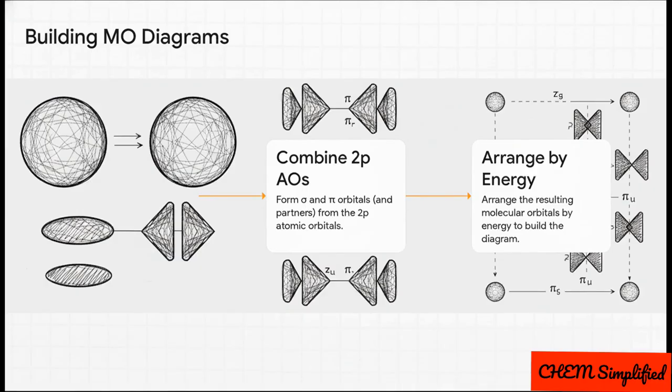First, the 2s orbitals from each atom combine to make a sigma bonding and a sigma antibonding orbital. Done. Next, the 2p orbitals mix. The ones pointing at each other overlap head-on to make another set of sigma orbitals. The other 4, which are parallel, overlap side-on to form what we call pi orbitals. Once you've got all those, you just stack them up in order of energy.